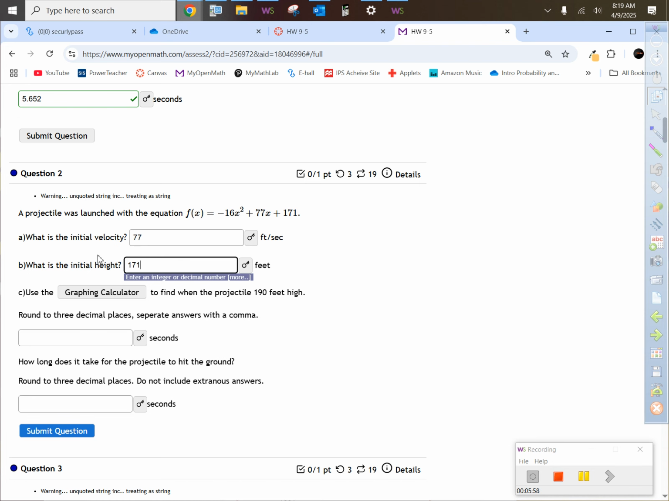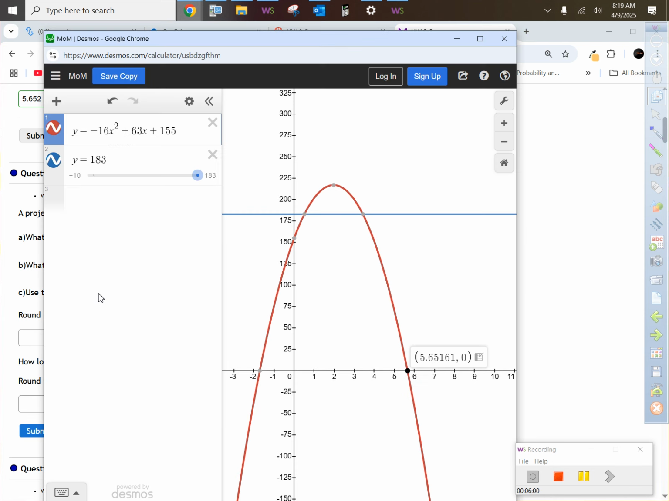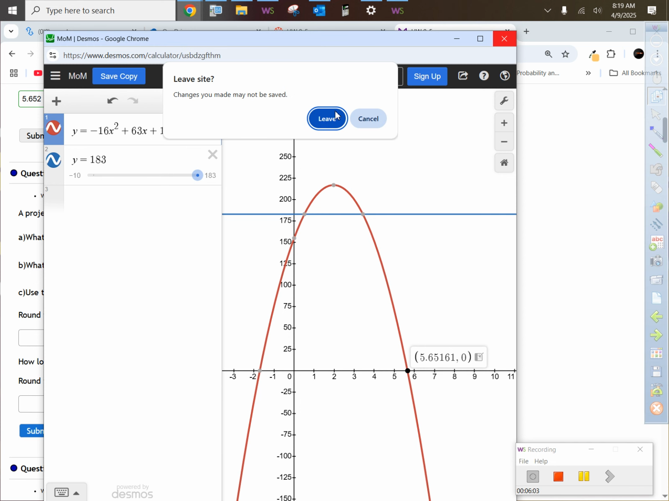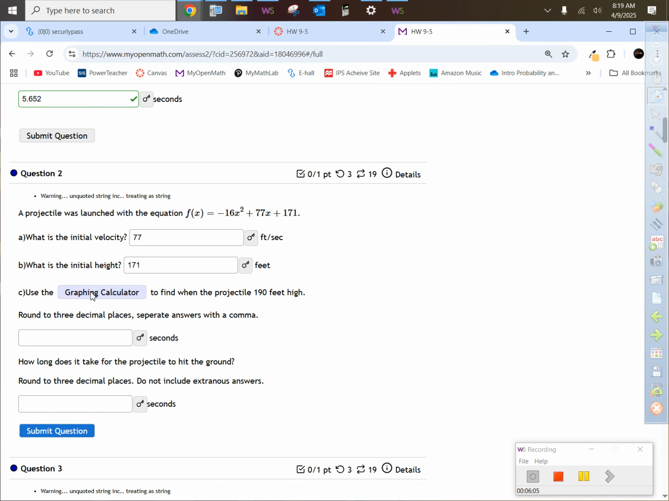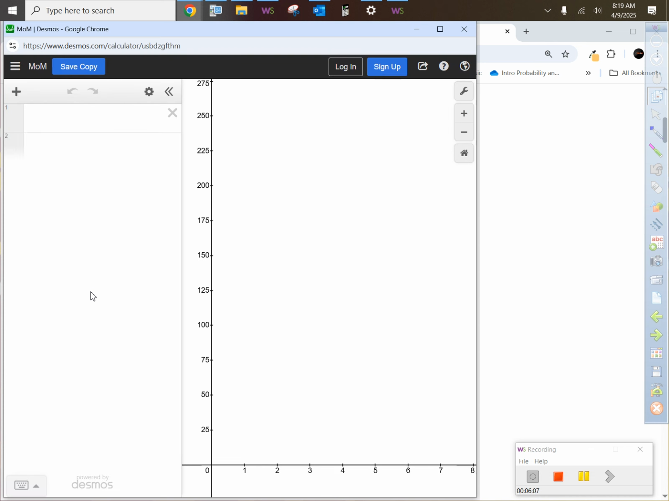Then they say use the graphing calculator, so we'll close out the other one if it was already open. You can just hit this, it'll open a new one. Oh, I guess it's right here already, so I'm going to close that guy out. Yes, I would like to leave it. And then hit the graphing calculator again, and it'll start over with a fresh one for me. So close the old one before we open a new one, the way this is set up. And let's punch our equation in.